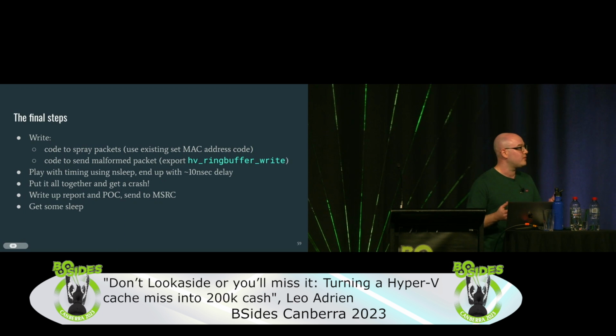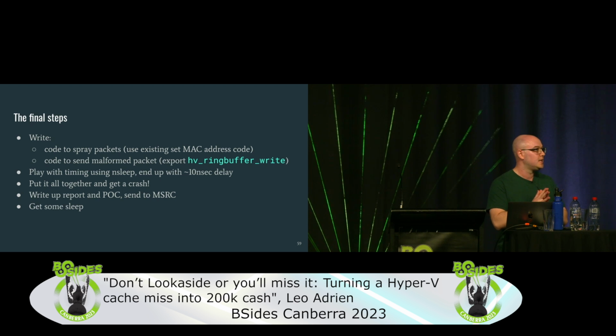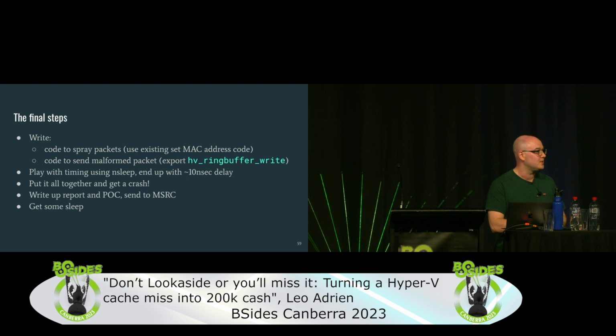Okay, cool. So yeah, the final steps were to write the code in the Linux kernel to just spray a bunch of regular packets. So I used the networking driver for this to just send a bunch of packets, like, hey, I want to set the MAC address, and they just went off and did this. Then send one malformed packet, which required a bit of tinkering because there wasn't really code to send malformed packets in the kernel for some reason. I don't know why they don't provide that as a feature.